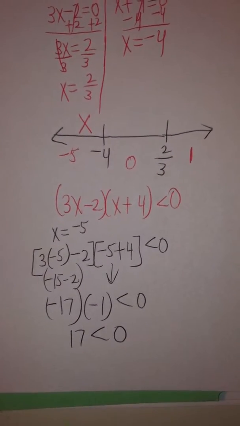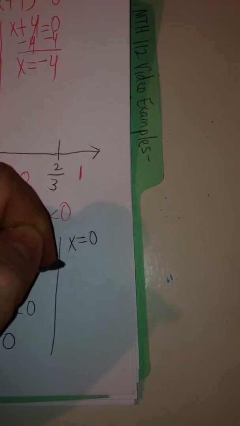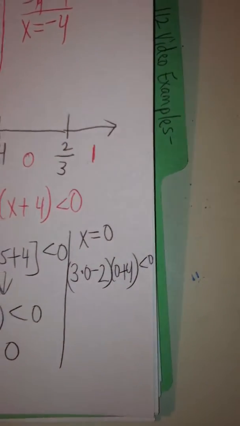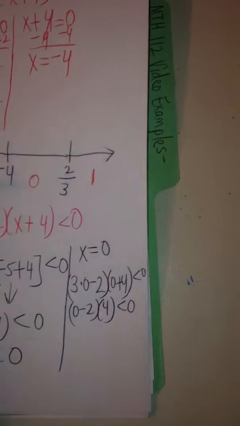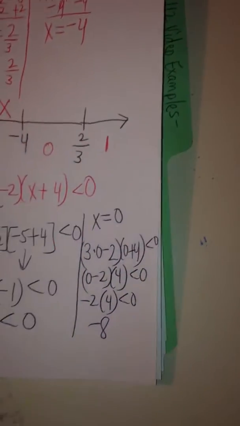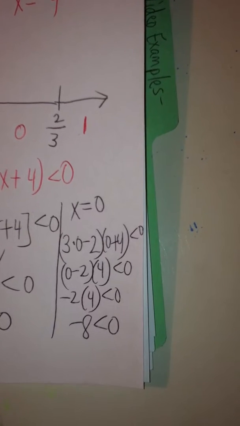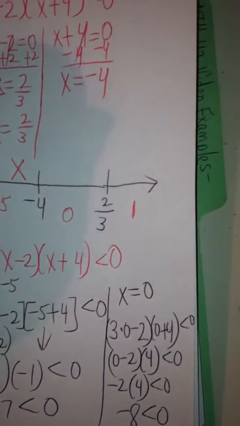Next up, test the interval between -4 and 2/3. So we chose 0. So we have (3 times 0 minus 2) times (0 plus 4), and we're trying to verify if that is true or false. So we have 0 minus 2 times 4, which will give us a negative 2 times 4, which will be negative 8 is less than 0. Well, negative 8 is less than 0 is definitely a true statement. So part of our answer is going to be between negative 4 and 2/3.